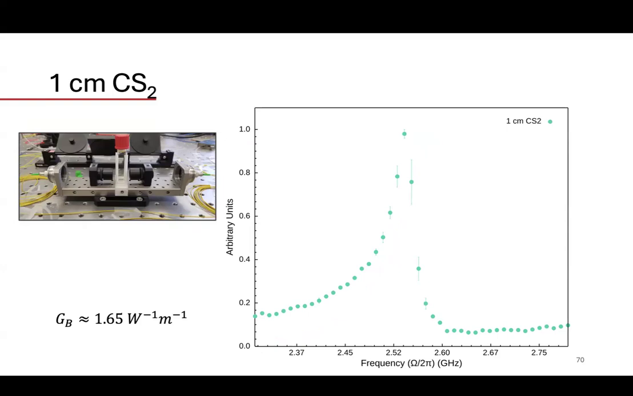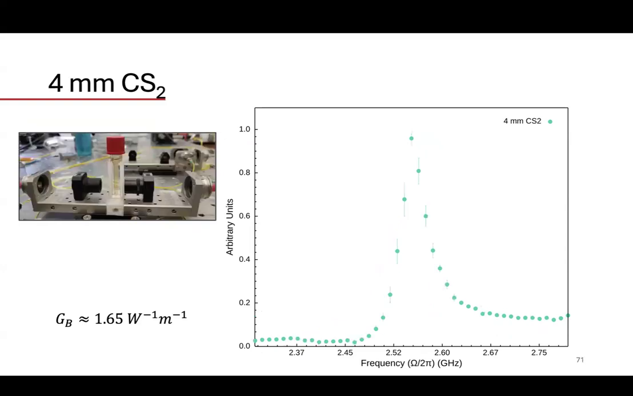Moving over to carbon disulfide, world record at room temperature, because this instrument offers things that were not available before, right? Going down to 4 millimeters of carbon disulfide in free space, you rotate the cuvette by 90 degrees, and it offers a 4 millimeter path length. Here's a very clear spectra, another world record.